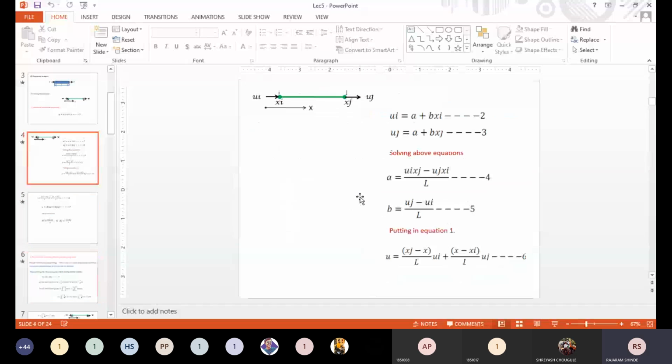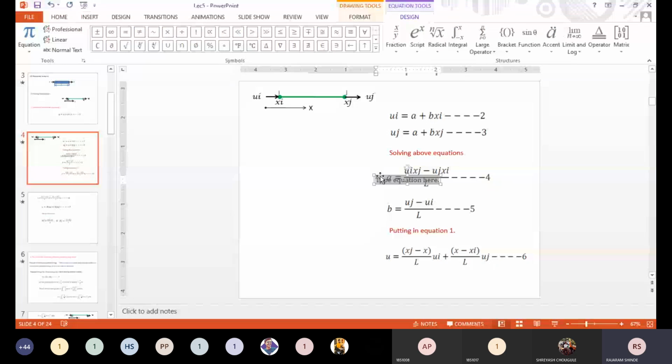Here it is. Is it visible now? If you have doubt in visualization, you can see it. Okay, now I will type one equation. I will write one equation here.